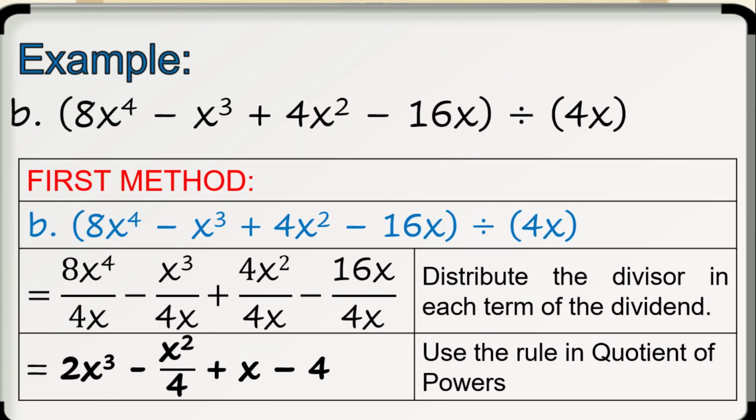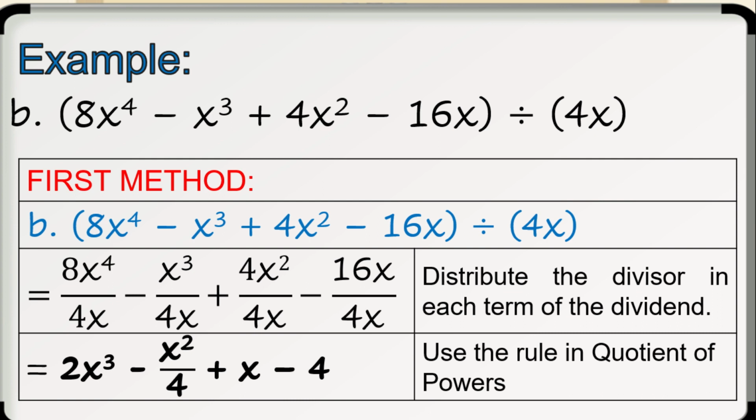Example letter B. The polynomial 8x raised to 4 minus x cubed plus 4x squared minus 16x divided by the monomial 4x. Using the first method, we have to distribute the divisor in each term of the dividend. So, 8x raised to 4 divided by 4x minus x cubed divided by 4x plus 4x squared divided by 4x minus 16x divided by 4x.